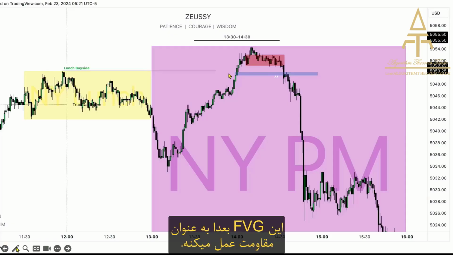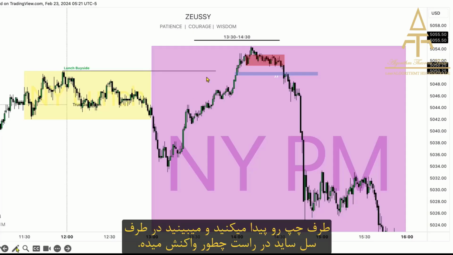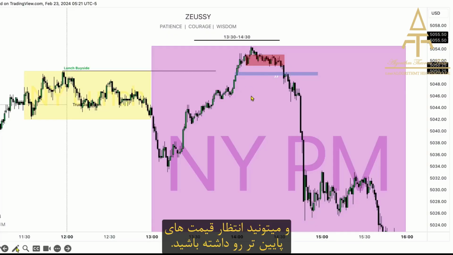Inversion of value gap on the left side of the curve acts as perfect resistance on price. This is how you gauge order flow. You look at the left side of the curve and how it's being treated on the right side of the curve. If discount arrays on the left side of the curve are acting as resistance on price, you now know that order flow has shifted bearish and that you can anticipate lower prices.